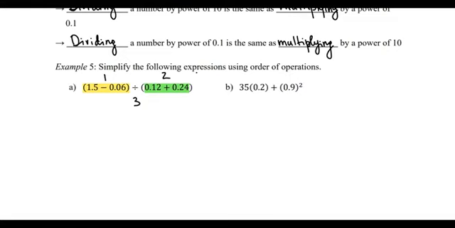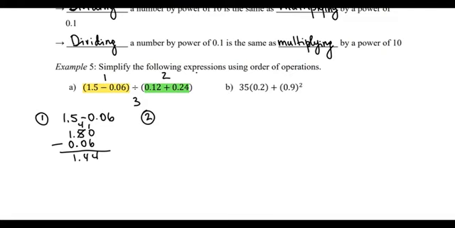All right, so let's go ahead and do the first step. 1.5 minus 0.06. So 1.5 minus 0.06. So here we're lining up our decimal points. So we have to borrow. So you have 4, 4, and 1. 1.44. Okay. Step number 2. I'm going to add 0.12 and 0.24. So 0.12 plus 0.24, 6, 3.36.